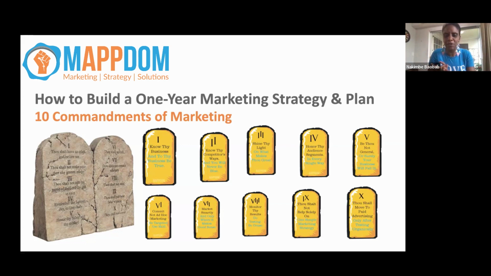Know thy business and to thy business be true. Know thy competitors' ways and you'll never be blue. Shine thy light on what makes thou great. Honor thou audience segments in every single way. Number five, be thou not general or surely your business will fall ill. Number six, commit not off the cuff marketing. Be targeted, use skill. Number seven, market smartly and only where it makes good sense. Number eight, monitor your results. Do testing, be dense. Number nine, thou shalt not rely solely on one marketing strategy. And number 10 is thou shalt move to paid advertising only after testing organically.